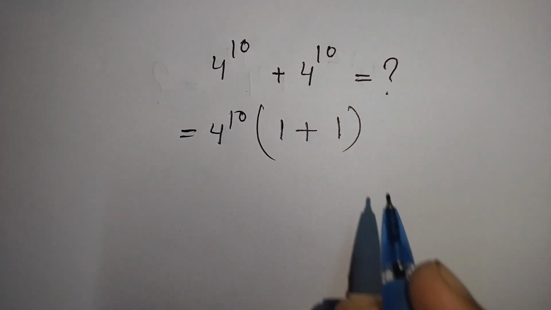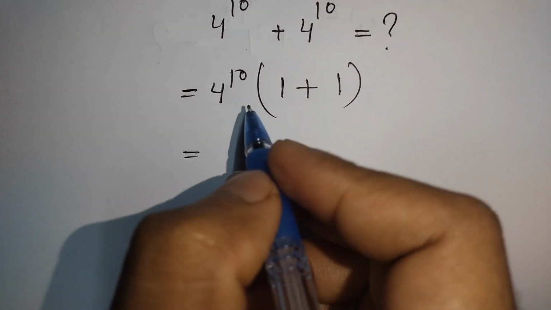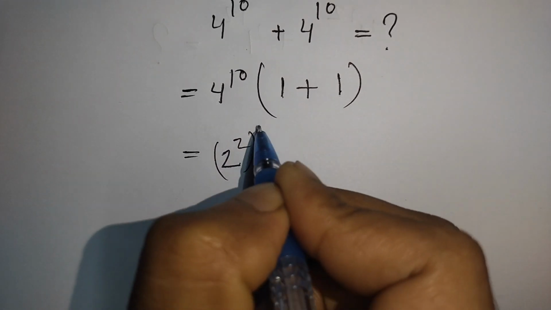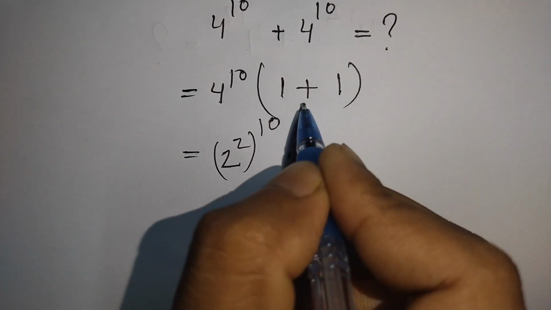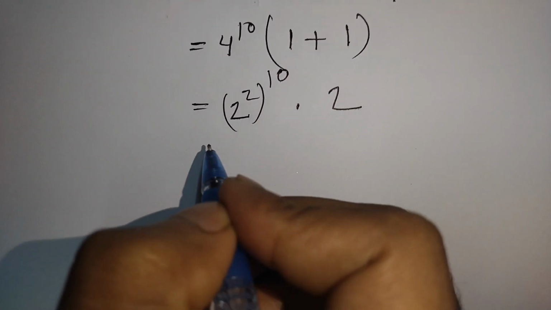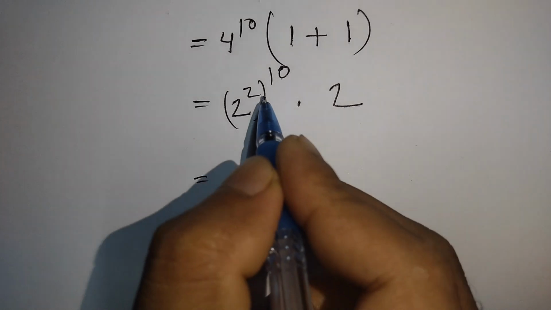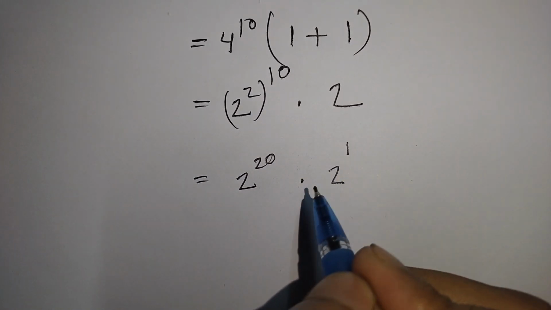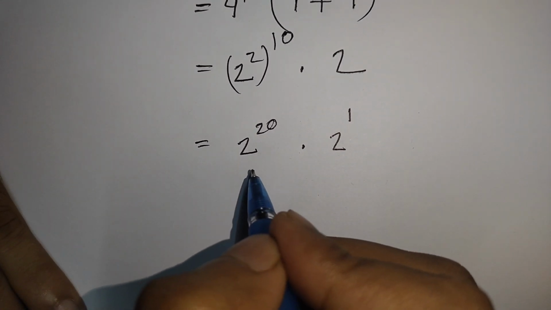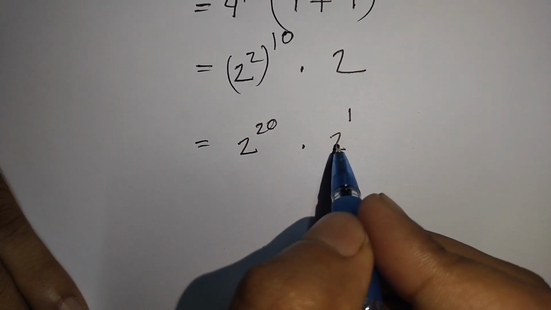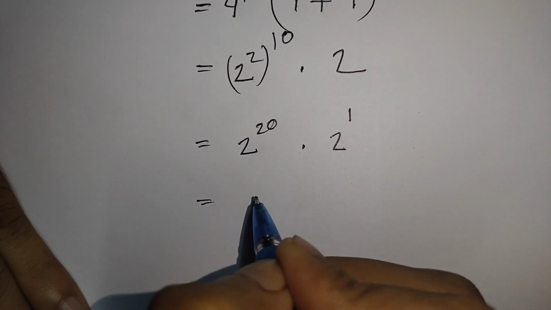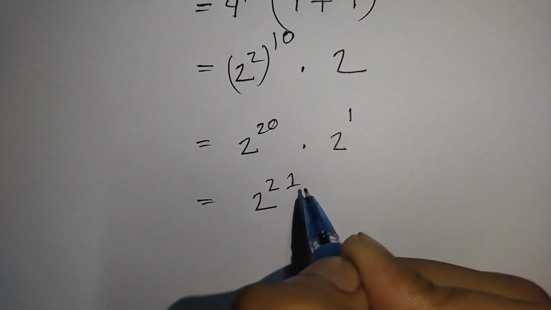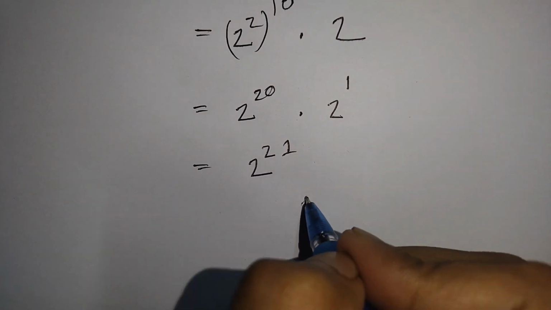That means 1. Now 4 to the power 10 is the same as (2 to the power 2) bracket power 10, times 1 plus 1, that means 2. Now 2 to the power 2 times 10, that means 20, times 2, which is the same as 2 to the power 1. Now we see the same base but different powers. So we can write here 2 to the power 20 plus 1, that means 21. So 2 to the power 21 is the correct answer.